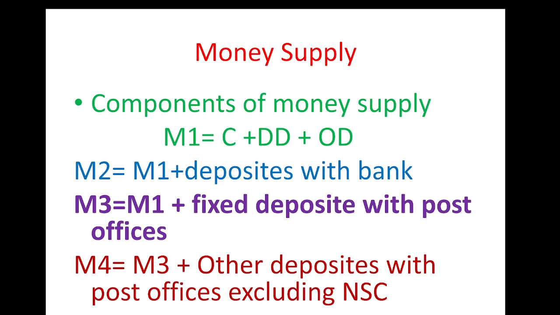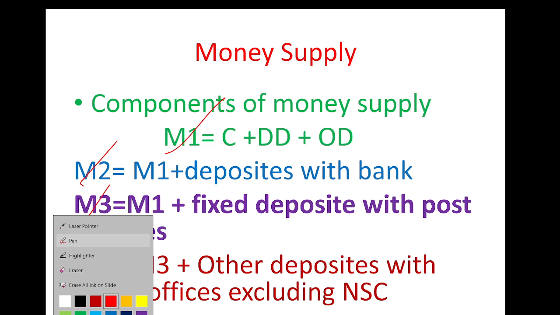Next point is money supply. Students, it is very important to know about money supply. Money supply refers to the components of money supply, that is M1, M2, M3, M4. How much money is available in the economy, that is called money supply. And you can see that there are four components: M1, M2, M3, M4. These are the parts of money supply.